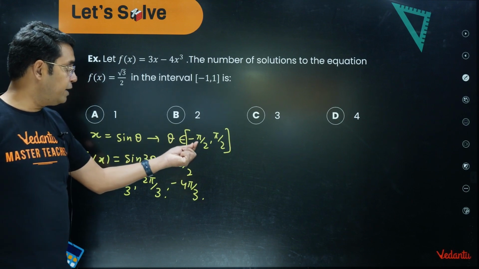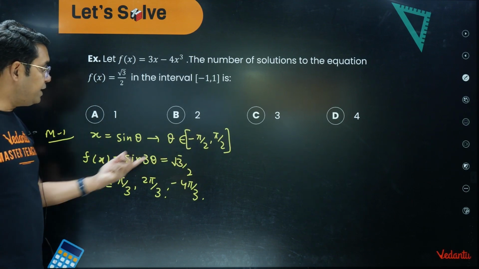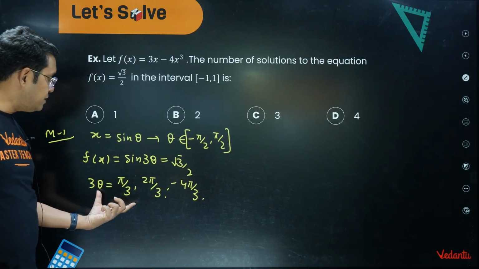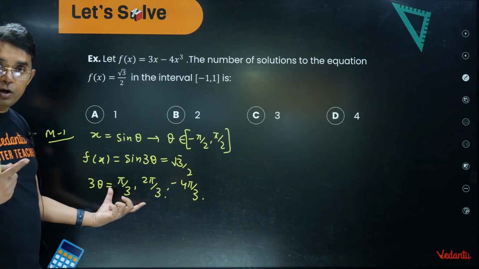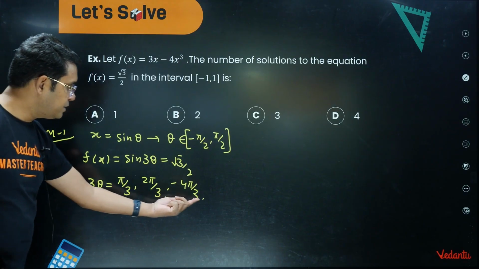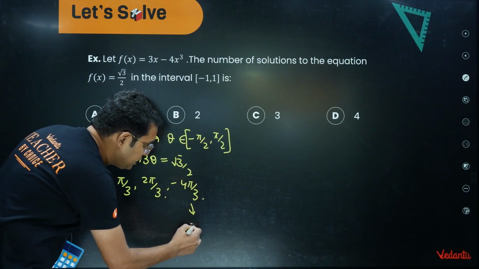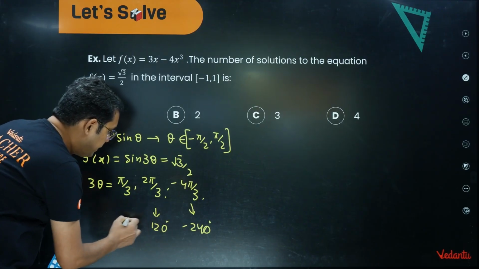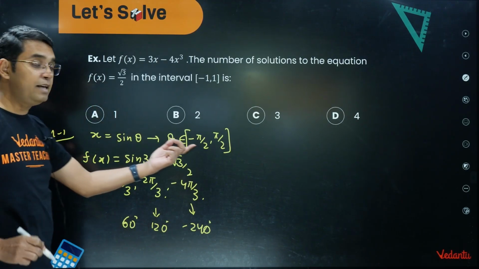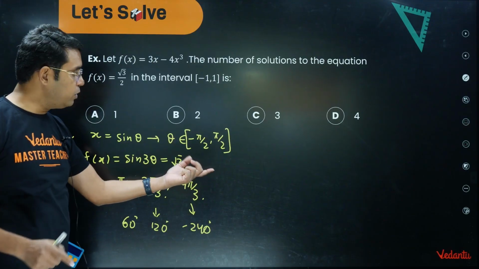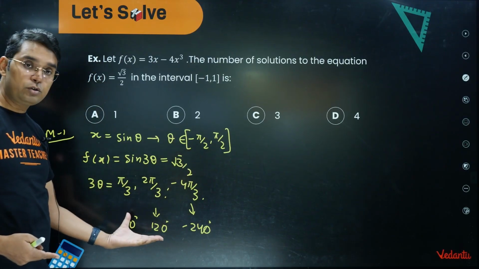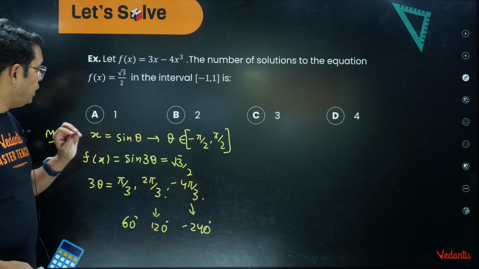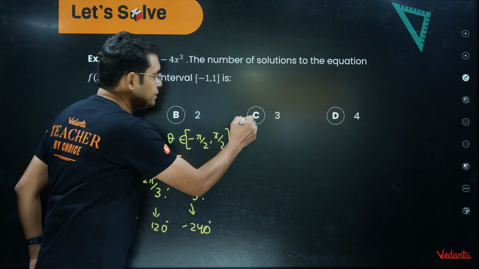Because theta is from minus pi by 2 to pi by 2, 3 theta will be from minus 3 pi by 2 to 3 pi by 2. And you can see these values are within minus 3 pi by 2 to 3 pi by 2. This is minus 240 degree, this is 120 degree, and this is 60 degree. Minus 3 pi by 2 to 3 pi by 2 is minus 270 to plus 270. So the total number of values for theta we are getting is 3. So the answer for this question should be C.